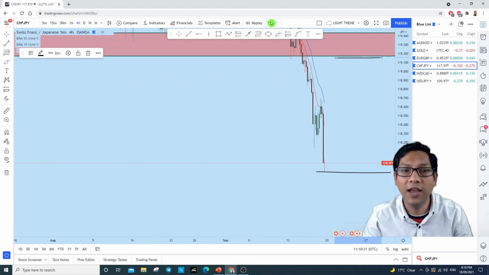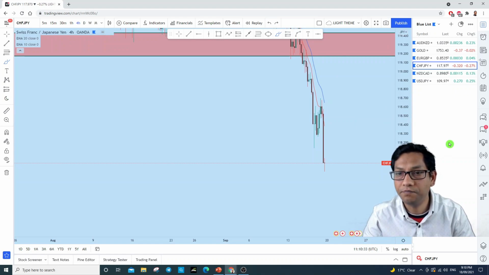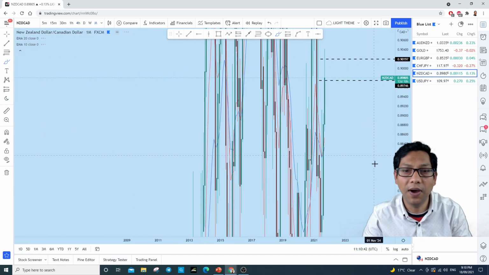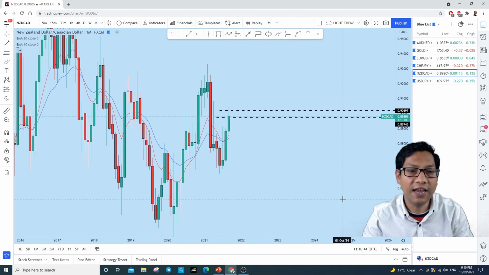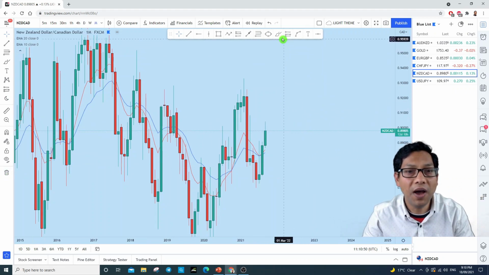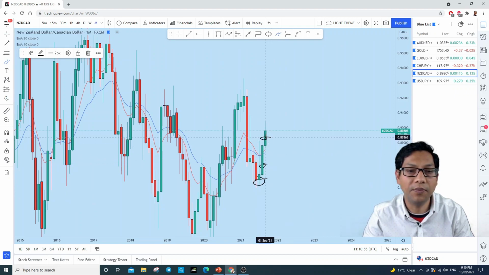Let's jump on to another currency pair. The next one we will be analyzing is NZDCAD. Now, first start with the monthly time frame. What we have seen on the monthly is that for back to back 3 months, NZDCAD was in an uptrend. Okay, so this is an uptrend.